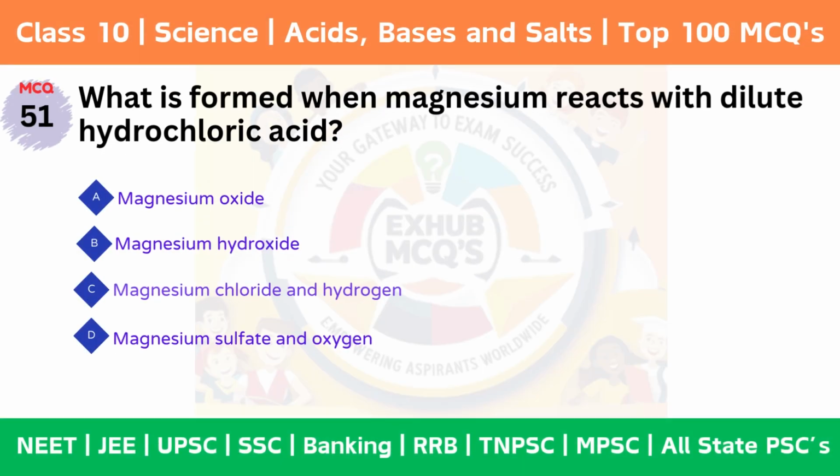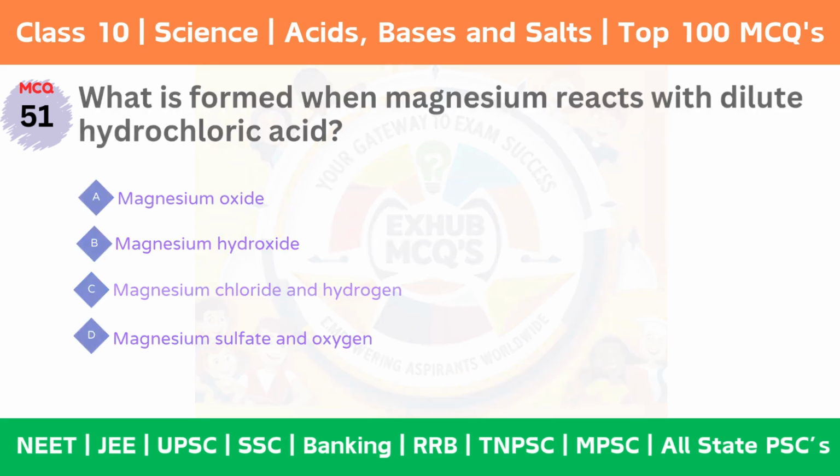MCQ 51. What is formed when magnesium reacts with dilute hydrochloric acid? Option A, magnesium oxide. Option B, magnesium hydroxide. Option C, magnesium chloride and hydrogen. Option D, magnesium sulfate and oxygen.